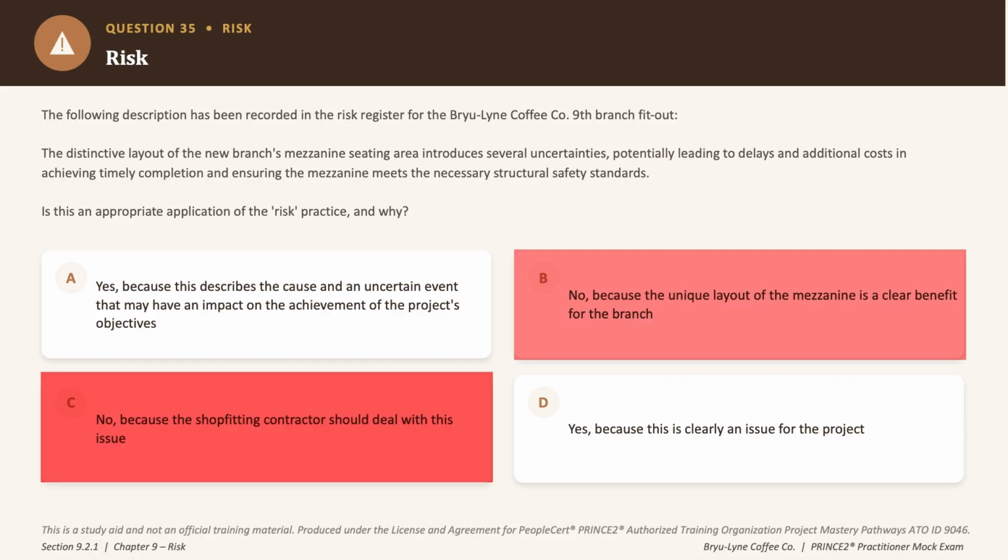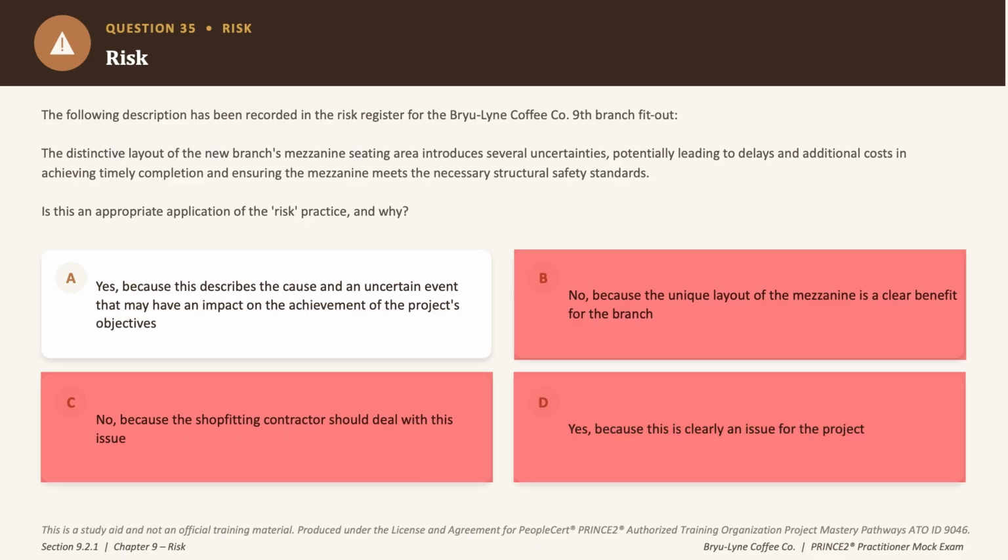Option C is also incorrect because it's not the shop fitting contractor's responsibility to deal with this issue or with this risk. And moving on to option D, that is also incorrect, because if you think about it, an issue is something that has already happened for the project, right? It is already a done and dusted occurrence for which you now need to do some responses. However, the key distinction between a risk and an issue is primarily that a risk is an event that is yet to occur. However, an issue is an event that has already occurred, right? So that is why option D is also incorrect.